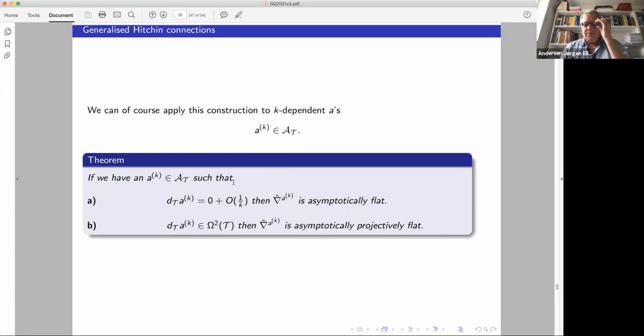And in that case, what will happen is that if you differentiate this one form on T and it is 0 up to a correction term, which is 1 over K, then you will get an asymptotically flat connection in these bundles. And correspondingly, if you just have that the derivative is a one form, so it has nothing in the endomorphism part, then it'd be asymptotically projectively flat. Remember, because we're doing things very generally now, we cannot expect to get flat or projectively flat connections. But what we see is that asymptotically, as K goes to infinity, we get projective flatness.